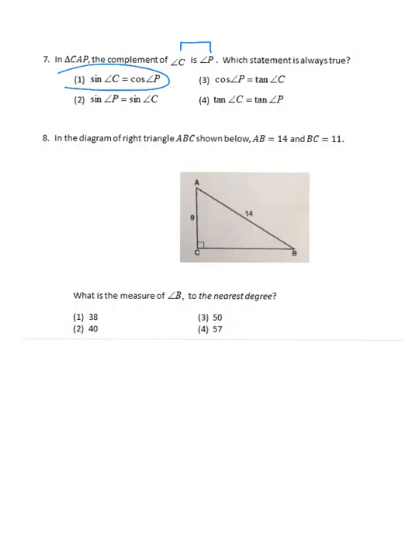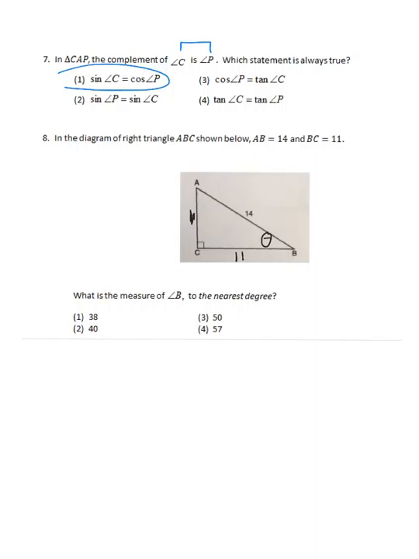So in the diagram of right triangle ABC, shown below, AB is 14 and BC is 11. Okay, I'm going to take this out of here because that's not what you have on your review. You have 11 down here. What is the measurement of angle B to the nearest degree? Okay, so we're looking for this angle measure.